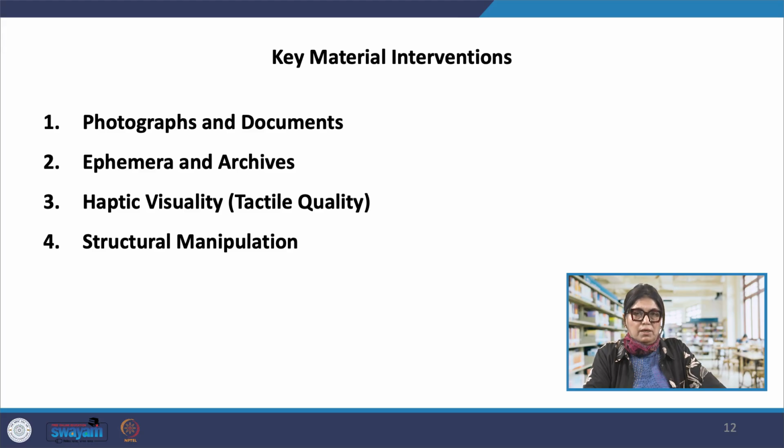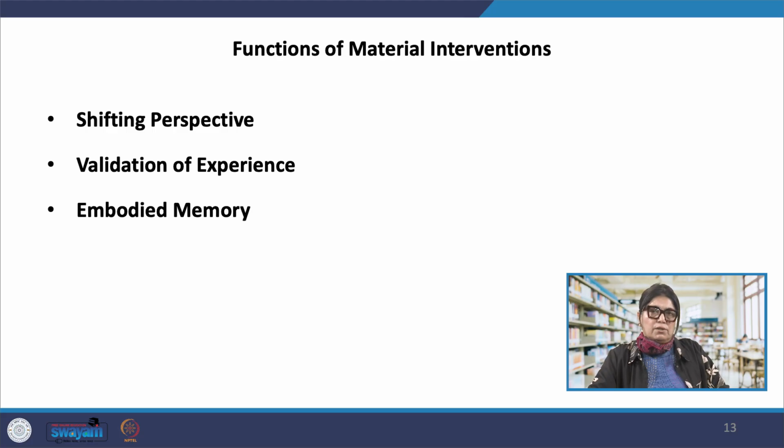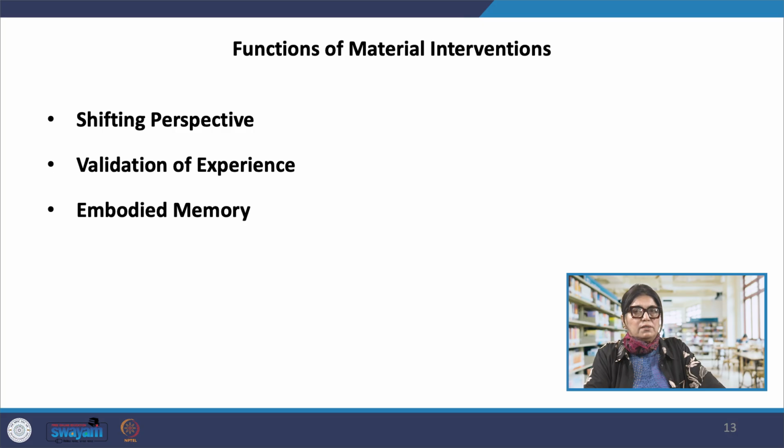Structural manipulation: authors use panel composition, page layouts, and the gutter, the space between panels, to force readers to pause, escape, or engage with the narrative pace. Furthermore, the functions of material interventions in graphic memoirs include shifting perspective. The interaction between textual narrative and visual material often creates a divergence, highlighting the gap between what was lived and what is remembered.